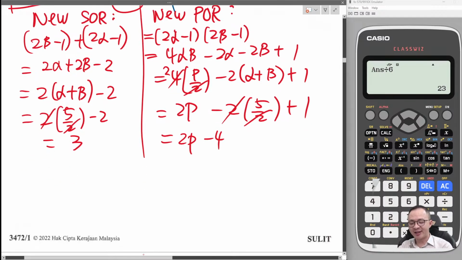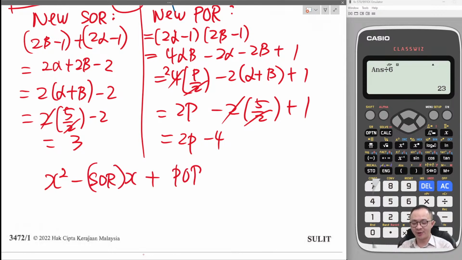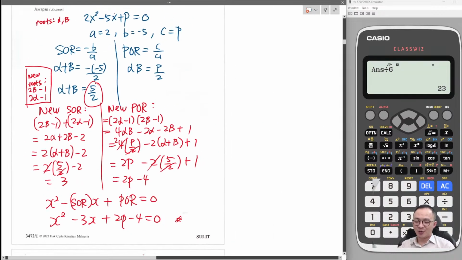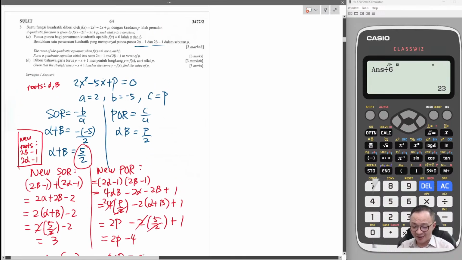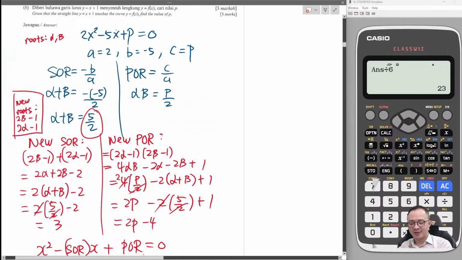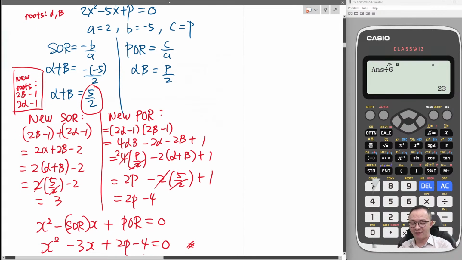Okay. Then I sub into the quadratic formula: x squared minus sum of root x plus product of root equals 0. So x squared minus 3x plus 2p minus 4 equals 0. Done. A lot of work, man. For how many marks here? 3 marks. Yeah. Just make sure you do carefully lah and don't make any careless mistake. Then it should be fine.